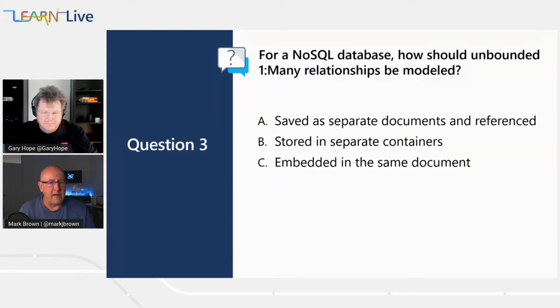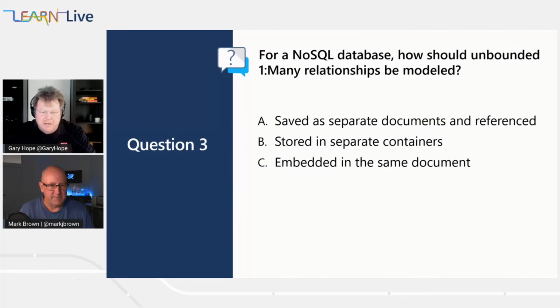So for a NoSQL database, how should unbounded one-to-many relationships be modeled? What say you, Gary? So let's think about this. We've got a couple of options here. We can save them as separate documents and reference them, or we could store them in separate containers, or we could embed them in the same document. Now, they specifically say unbounded one-to-many relationships. And you mentioned earlier there's a big difference between bounded and unbounded and how we model some of those things.